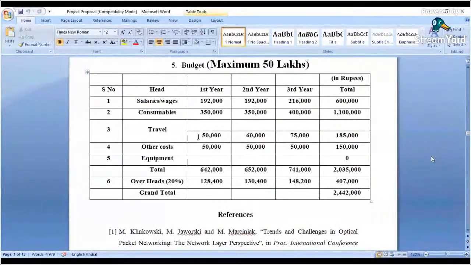So any other cost that we had, we split that as 50,000, like let's say books or any kind of other purchases. And then there is a total that we split for 3 years, and that is the total amount. And then the overheads we took as 20%.